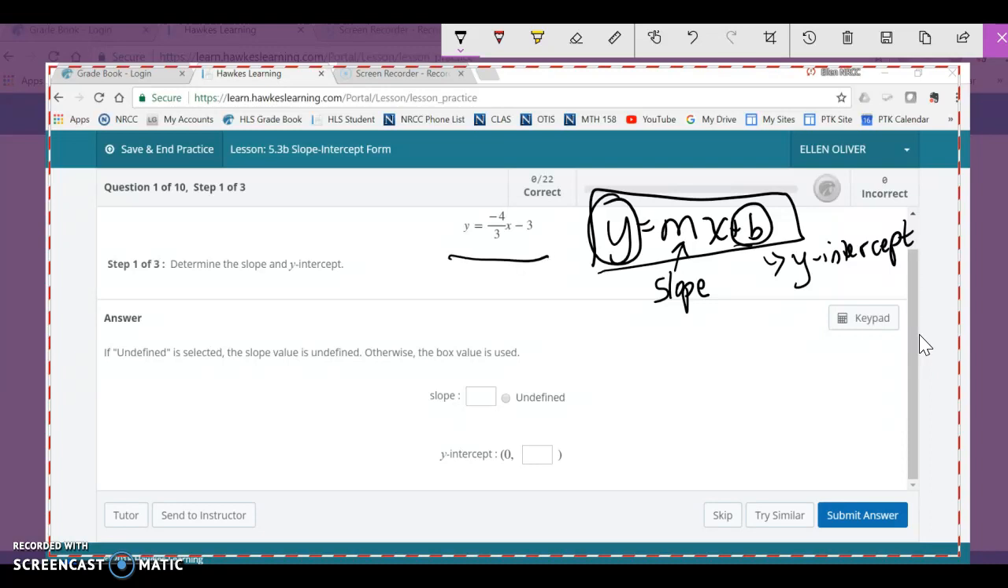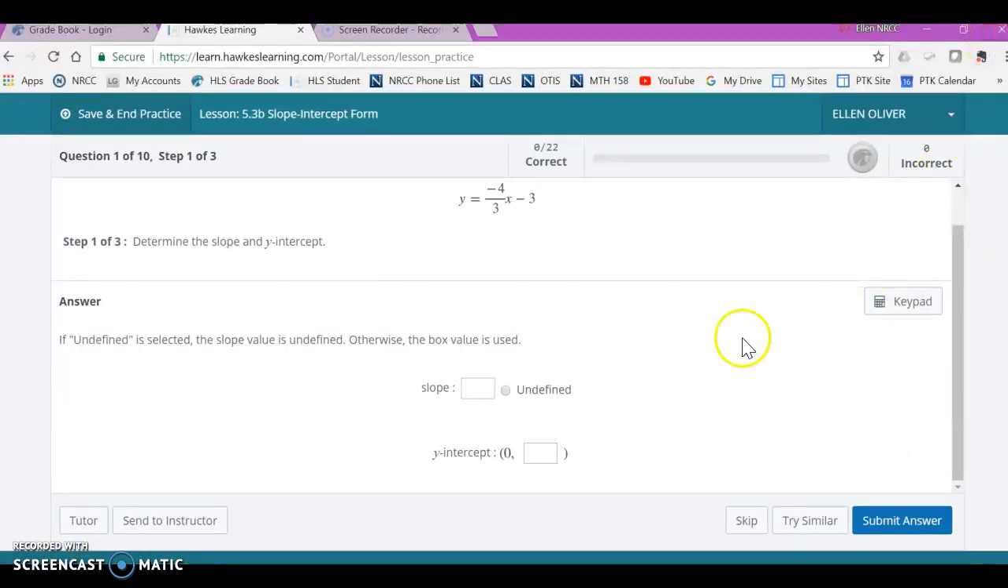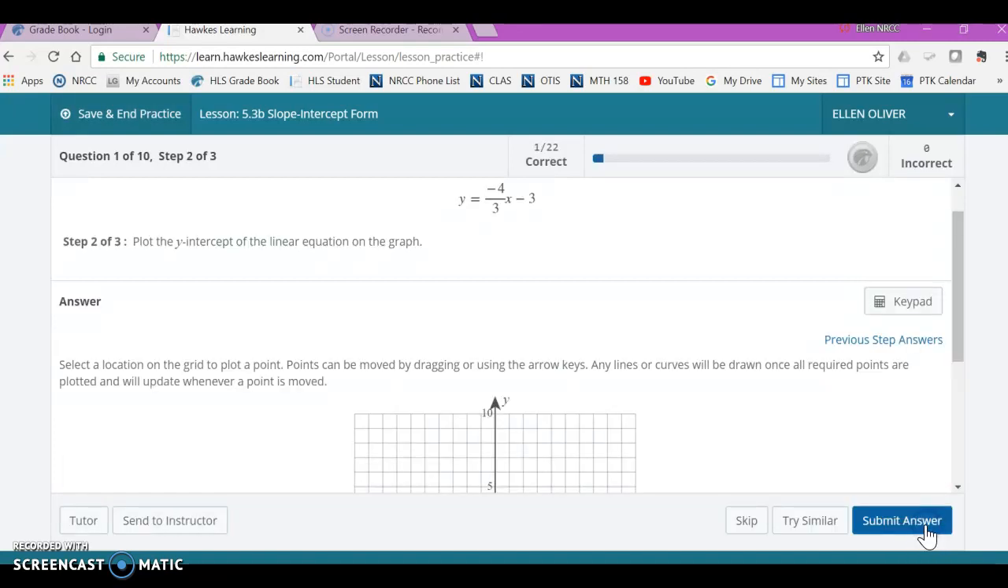Well, this guy is already in this form. So in this case, it's super easy. M is just -4/3. And B, your y-intercept, is 0, -3. So B is -3, but it's a point, 0, -3. Slope is -4/3. So let's go back. If it's already in that format, it's super easy. So let me tell it I want a fraction, -4/3, y-intercept 0, -3. All right, let's see what else.